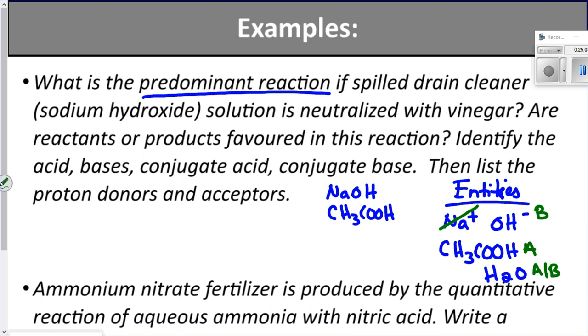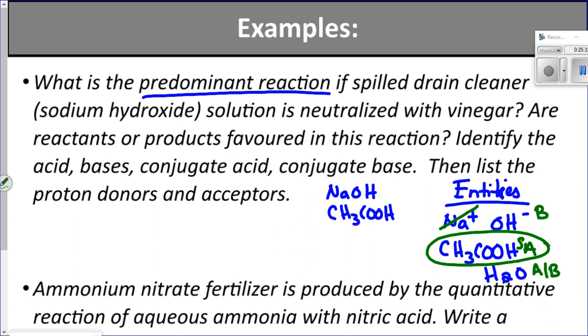So same as before, I list all my entities. I give an explanation of whether each one is an acid or a base, and now I'll go through and choose what's the strongest acid, strongest base. So my strong acids, I'm comparing acetic acid and water. Now water is at the bottom of the list for my acid strength. Acetic acid is above it. So acetic acid is our strongest acid.